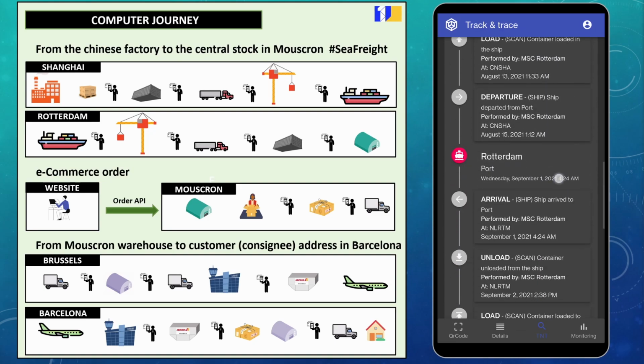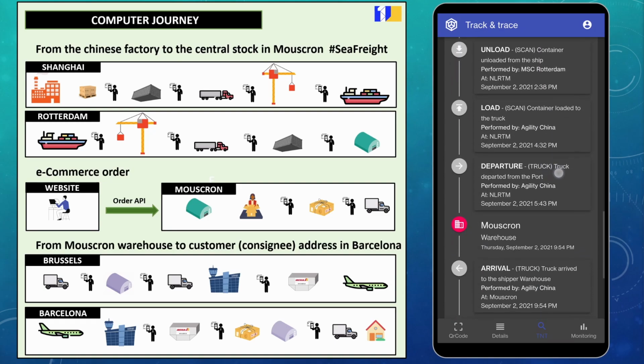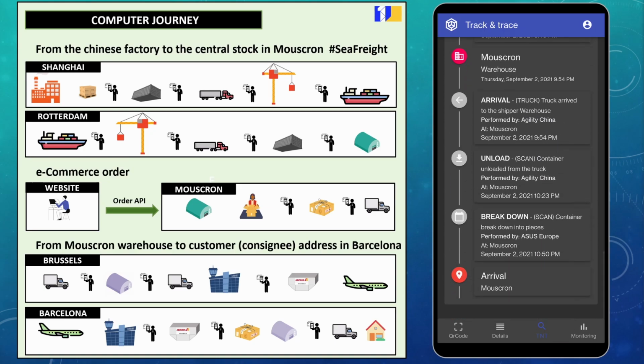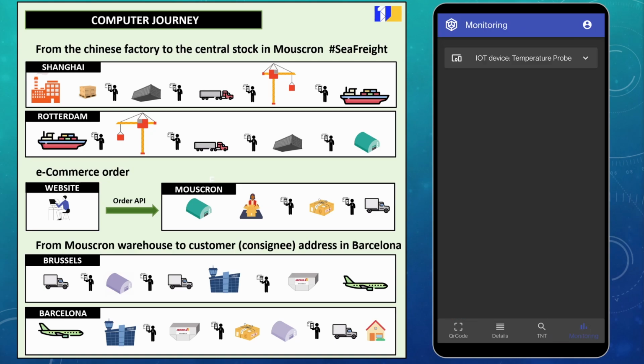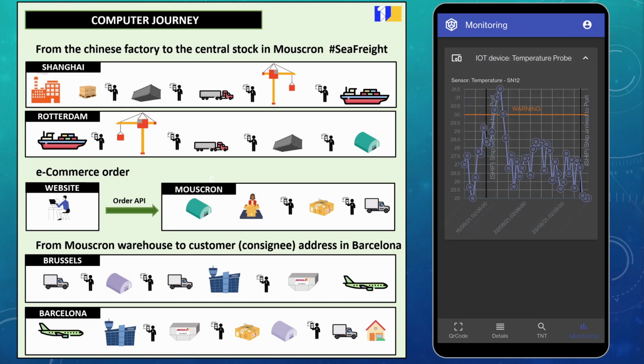Finally, because the pallet contains an IoT device, I can also check the temperature monitoring chart by clicking on the Monitoring tab. Here, I can analyze the temperature records, for example, between departure of the ship and its arrival.